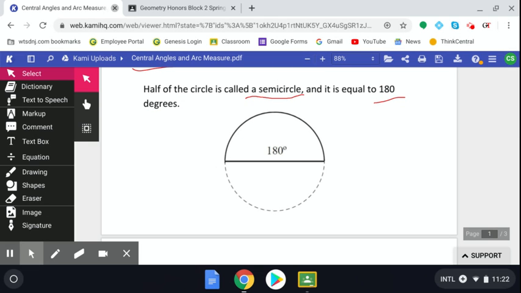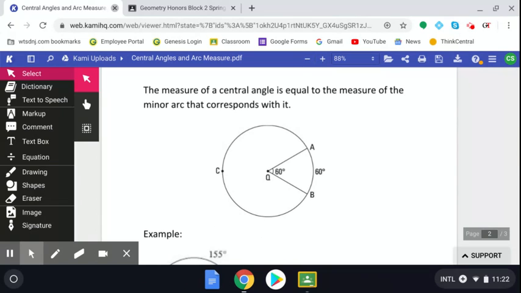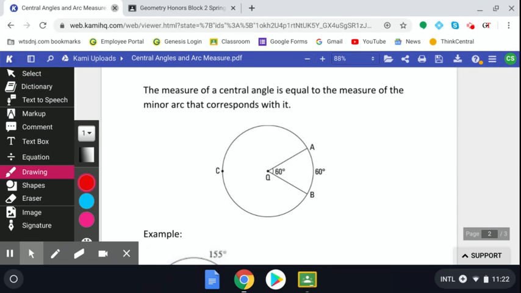And the measure of the arc is always going to be the same as the measure of the central angle. So what this is saying is that if this angle is a central angle, and if it measures 60 degrees, then the measure of the arc will also be 60 degrees. It's always the same. The measure of the arc is the same as the measure of the central angle.